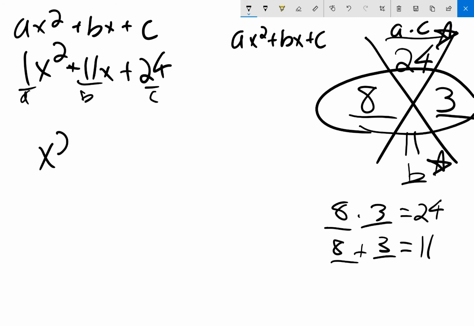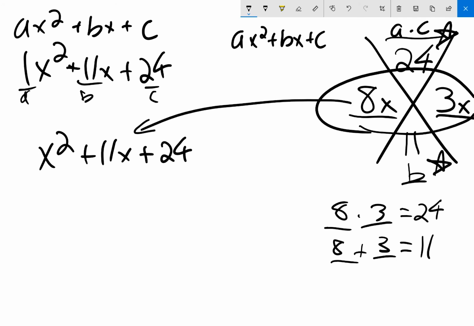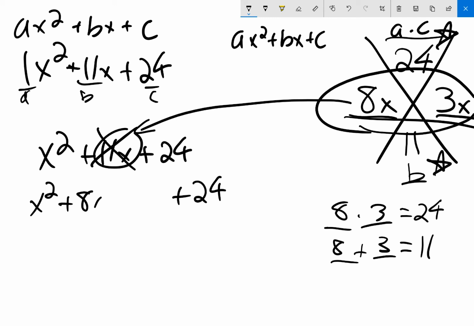So what I'm going to do is go back to my quadratic, and use the two numbers I just got. I'm going to use them as x terms, to replace the original x term. So the 11x I'm going to throw out, and in its place, I'm going to put these two numbers instead. So I still have x squared, and I'll still have 24 at the end as well, but in between them, instead of having 11x, I'll have plus 8x and plus 3x. Now 8x plus 3x, if you combine them, is 11x, so I haven't changed the value of anything.